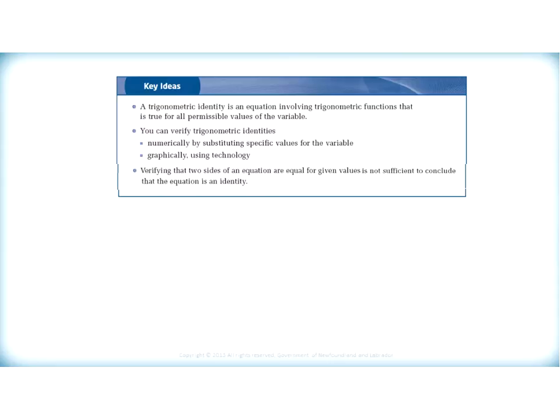Summary here of key ideas. A trigonometric identity is an equation involving trigonometric functions that is true for all permissible values of the variable. You can verify trigonometric identities numerically by substituting specific values in for the variable, which we did, and graphically, which we saw using technology. Verifying that 2 sides of an equation are equal for given values is not sufficient to conclude that the equation is an identity. Just because it's true for a particular value does not verify that the equation is an identity. And that ends this lesson.